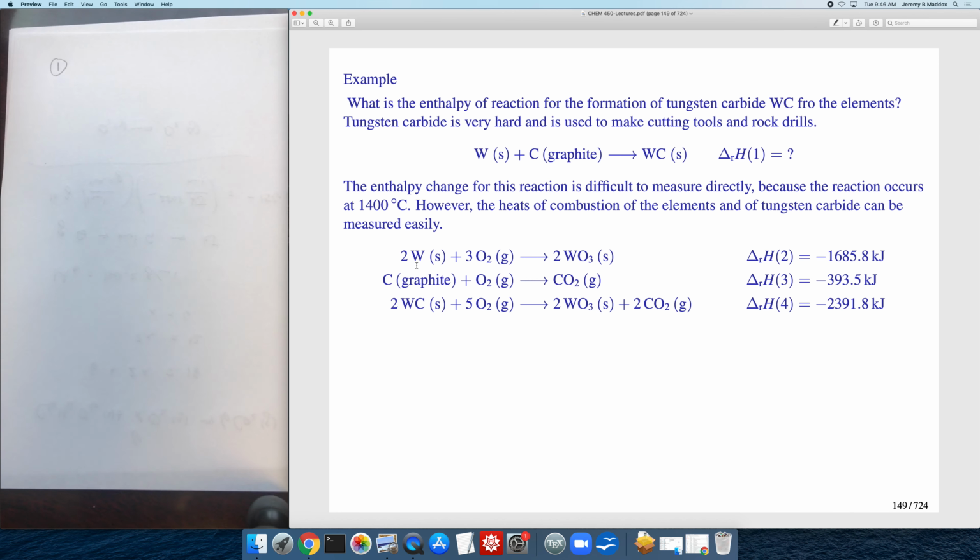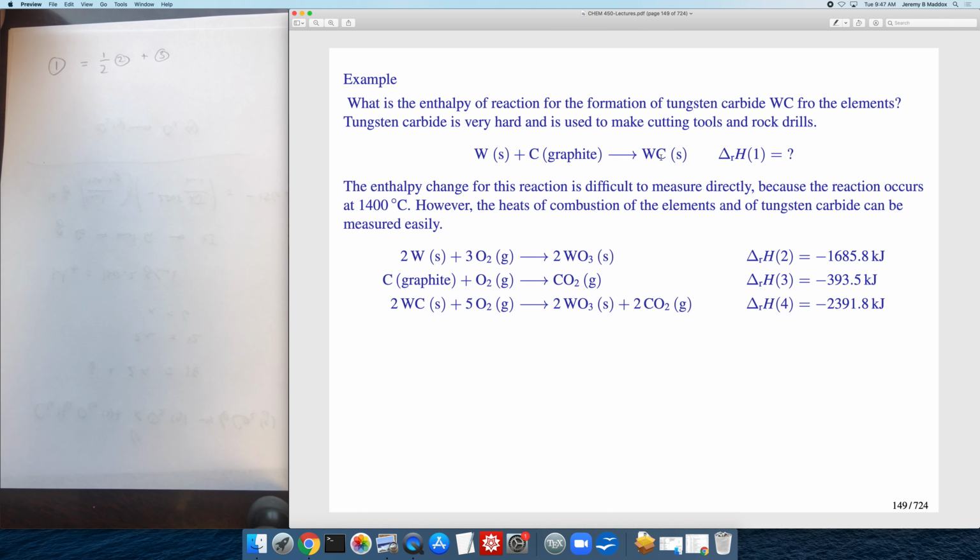It's on the correct side, that is, it's a reactant, but the coefficient that I want is 1, and the coefficient that I have is 2. So what I'm going to do is multiply reaction 2 by 1/2, and that's going to give me the correct amount of tungsten. Next, we'll move on to graphite. I want 1 mole on the reactant side. Indeed, that's what I find in reaction 3. So I'm just going to add in reaction 3.